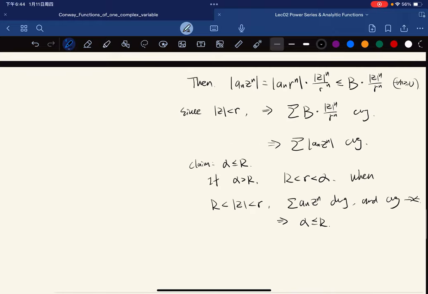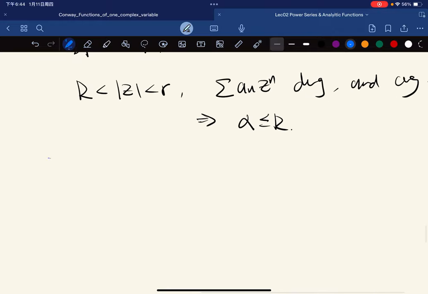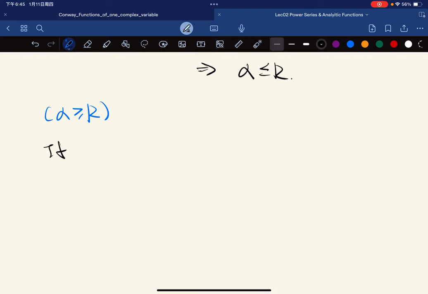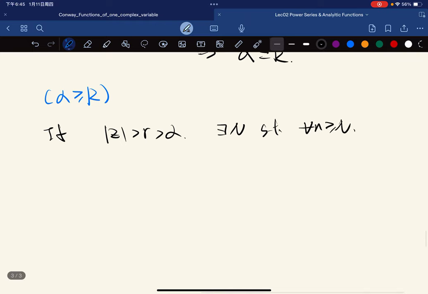Okay? Now we want to show that alpha is greater or equal to R. We want to show this. Well, we can do a similar trick, right? So if z is greater than r and alpha, then we know that there exists N such that for any n greater than N, we have r is greater than a_{n+1}.